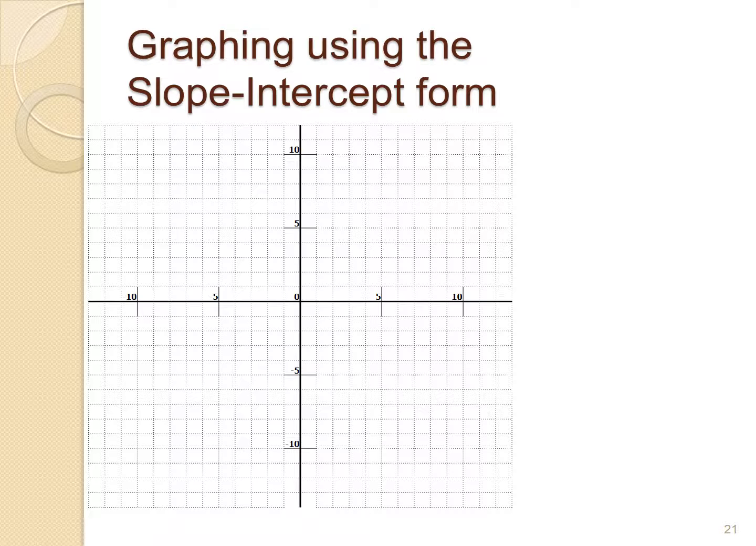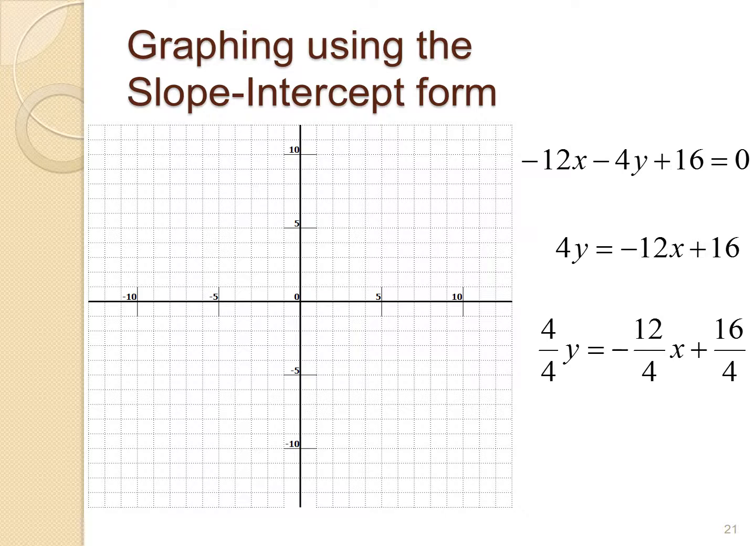Now, graphing using the slope-intercept form, if we start with this equation, well, the first step is always to solve it for y. So by subtracting 4y from both sides, we get 4y is equal to -12x plus 16. Divide all the terms by 4, and we get y is equal to -3x plus 4.